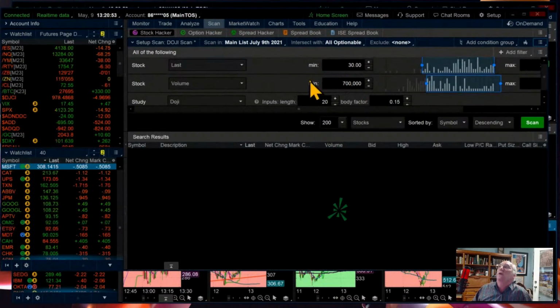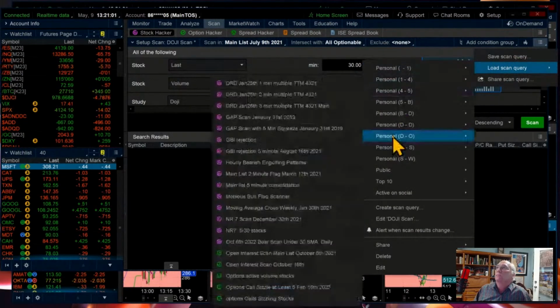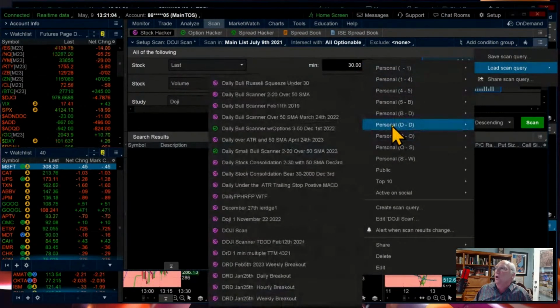And let's say you're looking for something that's forming a doji at resistance. So we're going to do it this way. We're going to change this. Now, I don't know if I have a doji with all of these thingies on it. I'll let you know if I do.